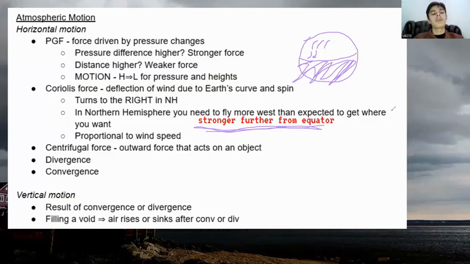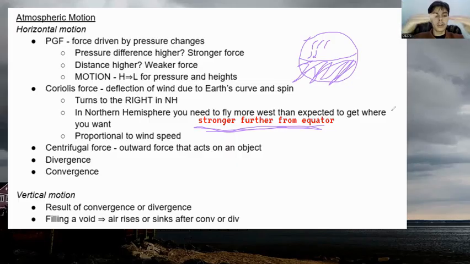so I was talking about convergence and divergence. So convergence is going to be a motion like this, divergence like this. So the thing about those two horizontal motions is that they can cause a vertical motion too. So what's going to happen when we have either of these?